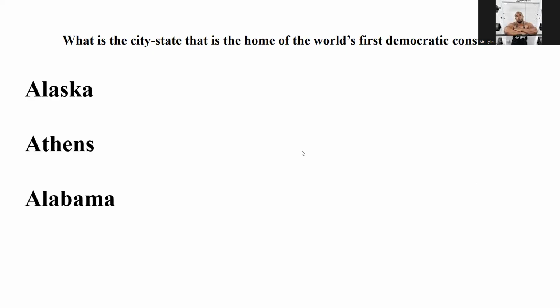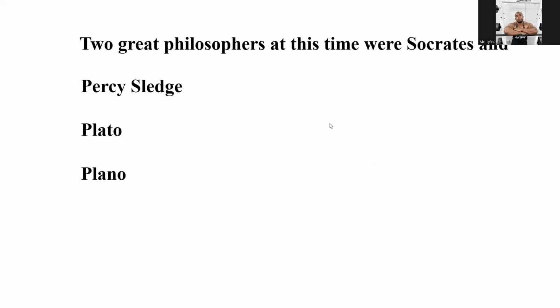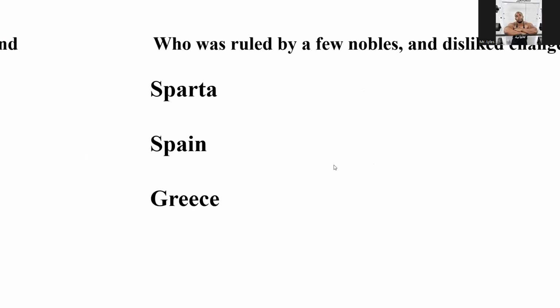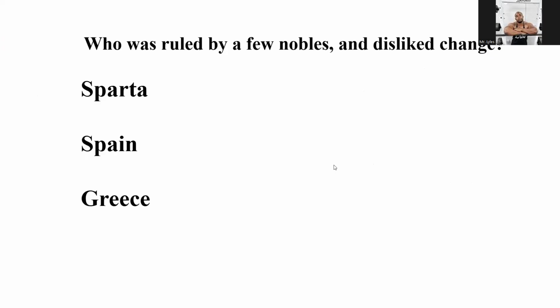What is the city-state that is home to the world's first democratic constitution? It's Athens. Two great philosophers at this time were Socrates and who? Plato. What group of people was ruled by a few nobles and disliked change? Sparta.